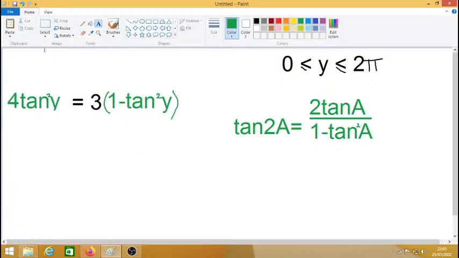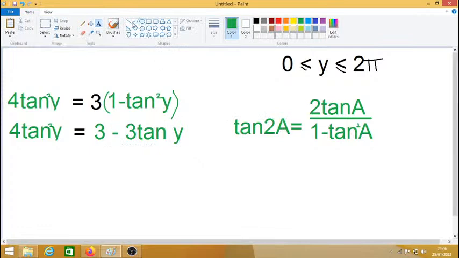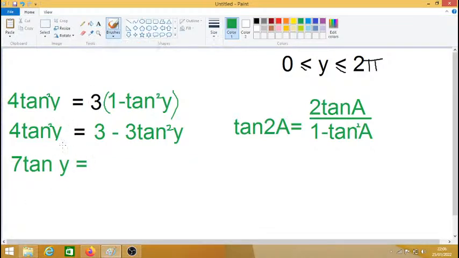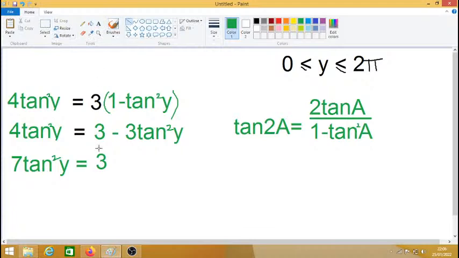So nothing changes on the left-hand side. On the right-hand side, we'd get 3 times 1 is 3 minus 3 tan squared y. And then if we bring the tan squared to the same side, the minus 3 would go to the other side as a plus 3 tan squared y, so I'd have 7 tan squared y. And that would be equal to just 3 now, because the minus 3 tan squared y went to the other side. And now if I divide by 7, then I'll have tan squared y is equal to 3 over 7.